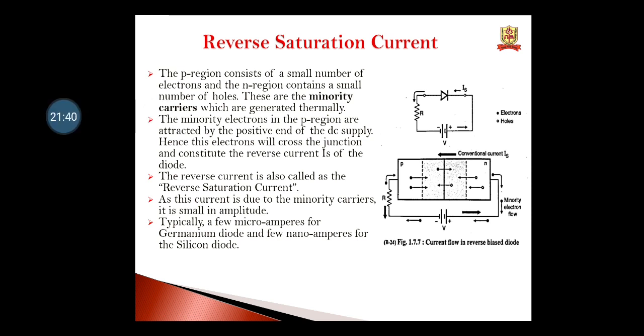So this is all about the PN junction diode in forward bias mode and the PN junction diode in reverse bias mode. So this is all about the video for today. Thank you.